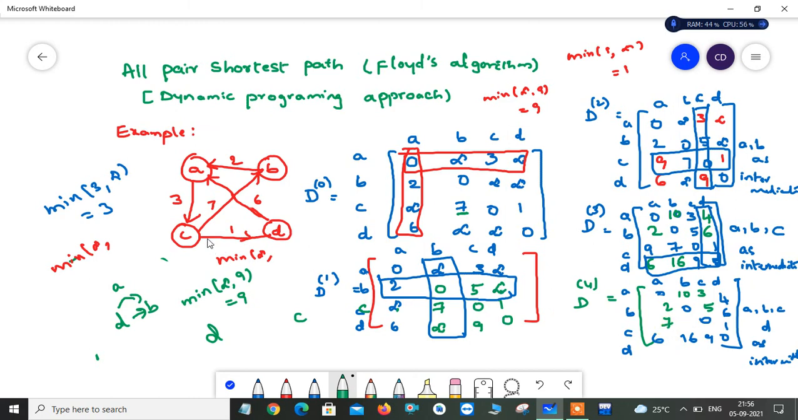And after that, C to B, I have a direct path with 7. I have an indirect path also, and that weight is 2 plus 3, 5, 5 plus 7 is 12. So the minimum is 7. So I can keep that value as 7. So this is your solution. Right?